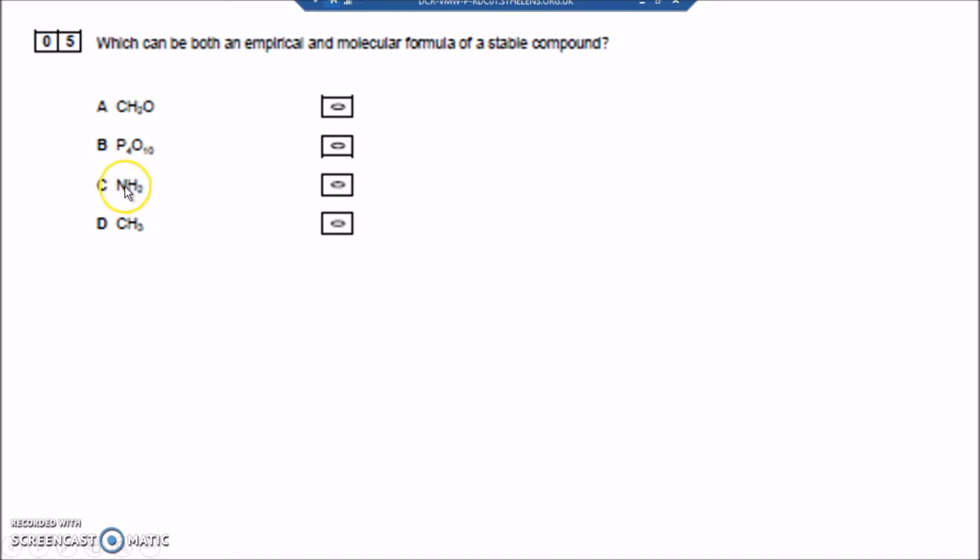Nitrogen has 3 bonds because it's in group 5 of the periodic table and wants to gain 3 electrons, so it'll have 3 covalent bonds like NH3. It won't have 2. CH3, carbon has 4 bonds, not 3, so CH3 isn't correct. CH2O is correct, so you could have carbon to oxygen double bond and 2 hydrogens. That would be methanal.